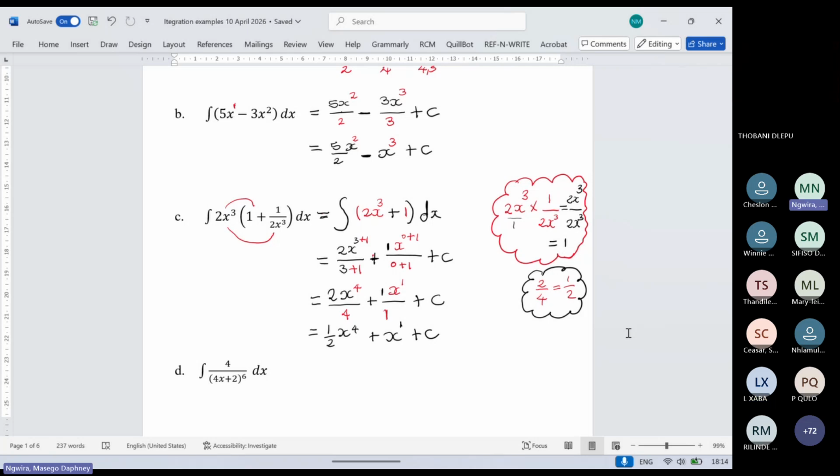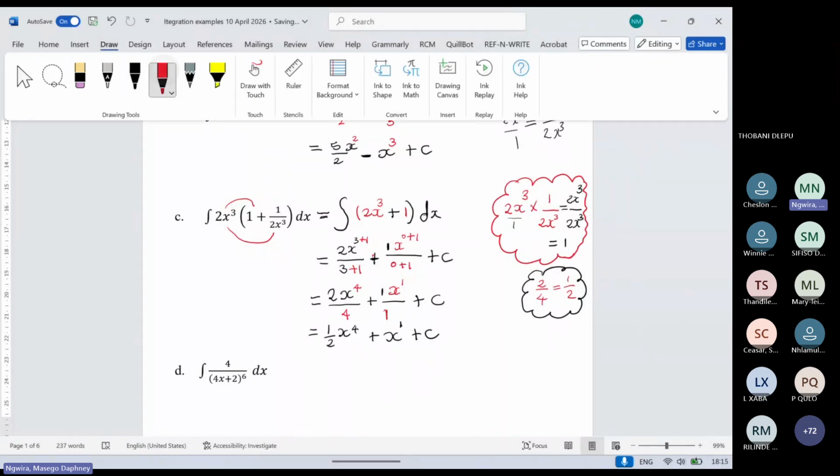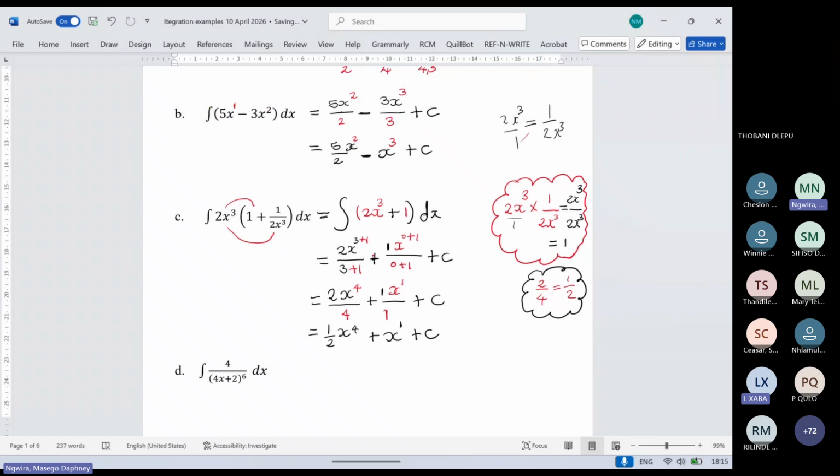No, you only cross multiply if you have a fraction equals to another fraction. We only cross multiply if you had 2x to the power of 3 equals to 1 over 2x to the power of 3. This is where you cross multiply. This will be over 1. This is where we cross multiply.